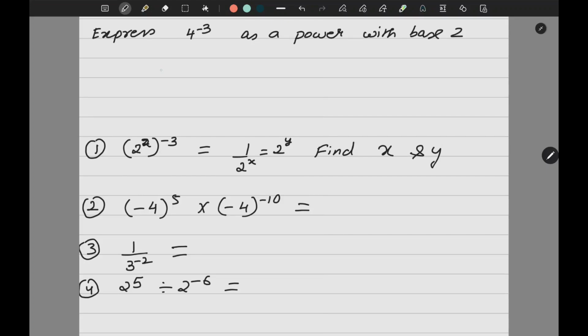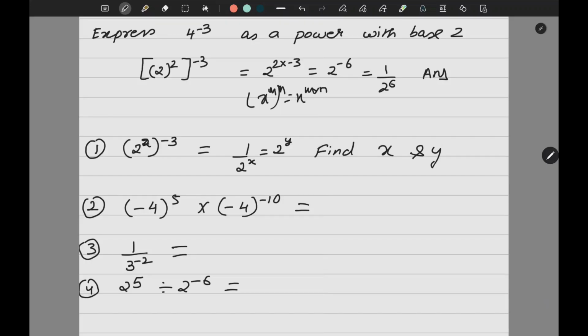Now 4 is what? 4 is 2 to the power 2. And already it is raised to the power minus 3. So the rule, if I apply, 2 into minus 3, this is 2 to the power minus 6, which is 1 upon 2 to the power 6, answer. So here see two laws I have applied. First is (x to the power m) to the power n is equal to x to the power m into n. So that you have to mention. Other I have applied x to the power minus m is equal to 1 upon x to the power m. Correct?